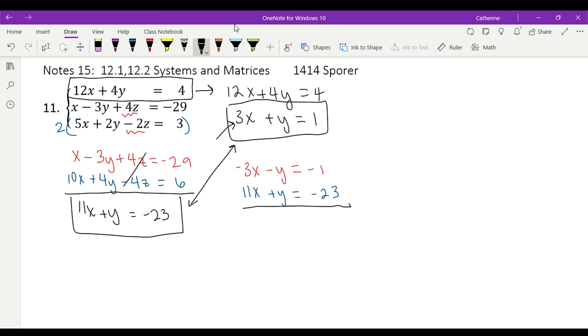Now we have opposite coefficients for the y's, so add the x's together and we get 8x. Y's are eliminated, equals negative 24. Divide both sides by 8, and x is negative 3.